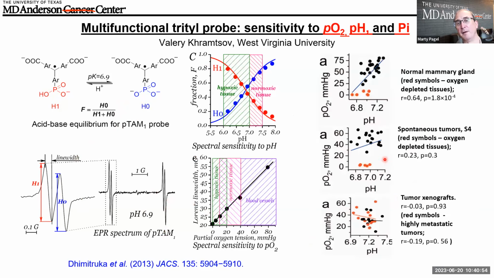Therefore, I'm just really thrilled that Valerie has shown correlations between PO2 and pH now within the normal mammary gland, not so much within spontaneous tumors, and tumor xenografts are just all over the place. So we like to say that hypoxia drives tumor acidosis, right? Somehow the HIF1 element then promotes expression of all those proteins involved in lactate production and tumor acidosis. But I think this shows that, yeah, there is something there, but not all the time.